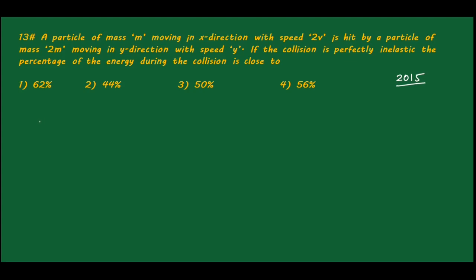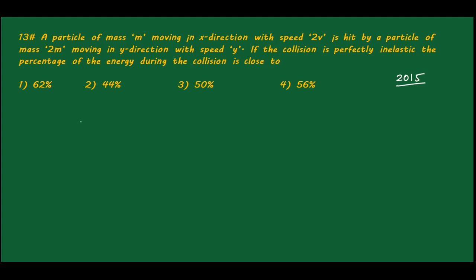So this is the next question from 2015. A particle of mass m moving in x direction with speed 2v is hit by a particle of mass 2m moving in y direction with speed v. Sorry, it is speed v actually in y direction. If the collision is perfectly inelastic, the percentage of the energy lost during the collision is close to.